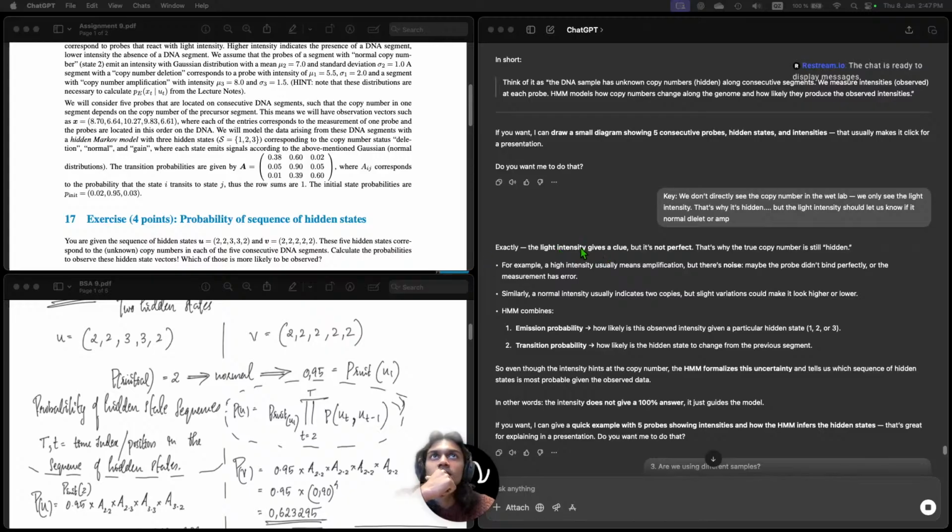Light intensities give a clue, but it's not perfect. That's why the copy number is still hidden. Again, copy number. What do you mean by copy number? Amplification, but there's noise. Maybe the probe didn't bind perfectly, or measurement has error. Similarly, high intensity usually indicates 2 copies. Emission probability: how likely is the observed intensity given a particular state. Transition probability: how likely is the hidden state to change from the previous segment? Okay.